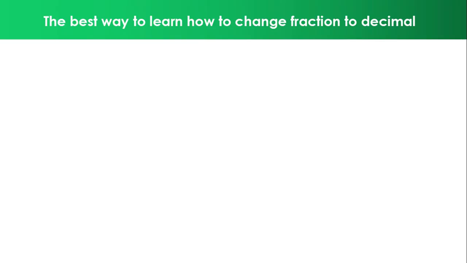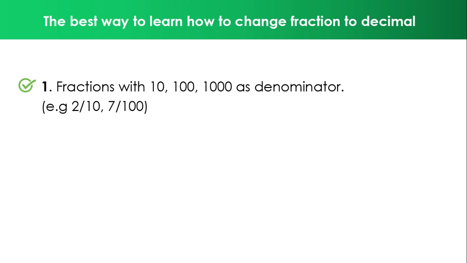The first one is that we are going to start by converting fractions by their denominator. You understand? That means the number at the bottom of the fraction slash or fraction bar. Don't worry about the fraction bar for now. I'm going to explain that to you when we move to the board, because we are going to do a lot of calculations there. So the first fractions we are going to convert are fractions that have 10, 100 or 1000 as their denominator, like 2 over 10, like 7 over 100.